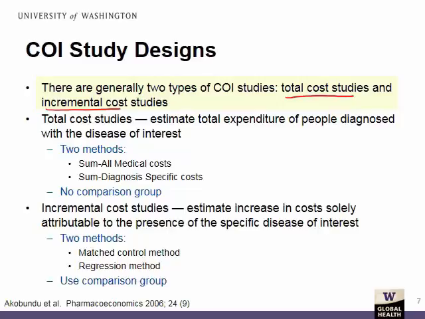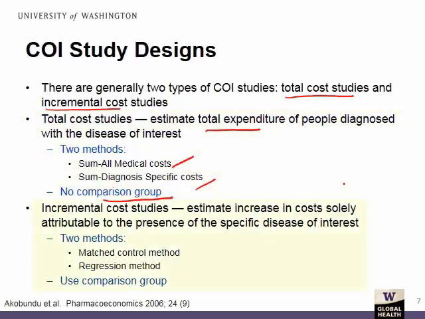So there are 2 kinds of cost of illness study, a total cost study and an incremental cost study. And a total cost study estimates the total expenditure of people diagnosed with a disease of interest. And this kind of study has no comparison group. And there are two methods for doing this. One is called the SUM-all, and the other one is the sum diagnosis specific costs method.